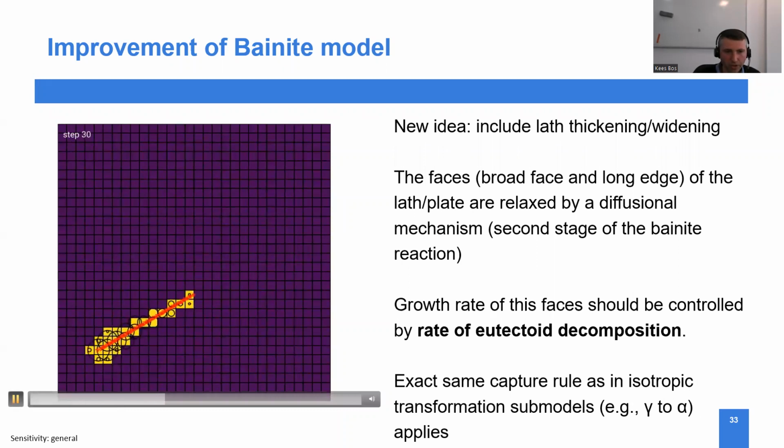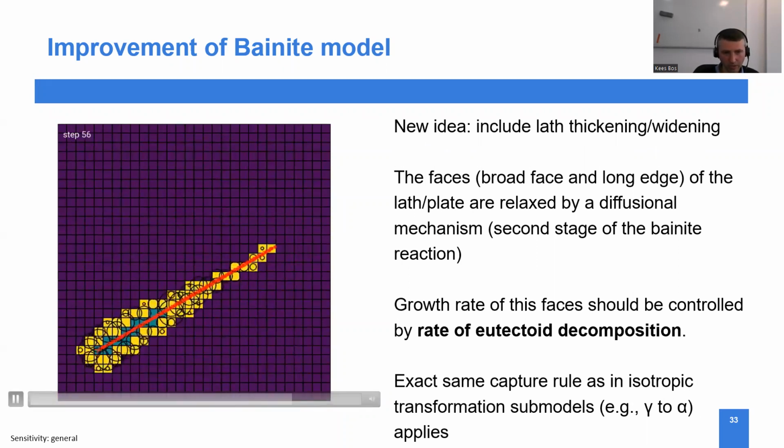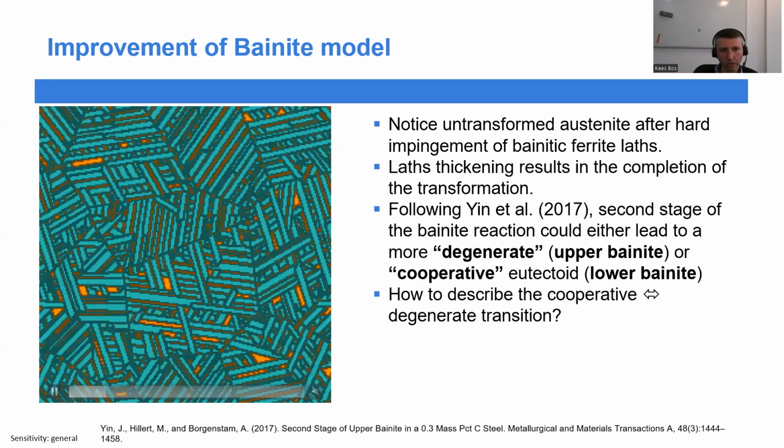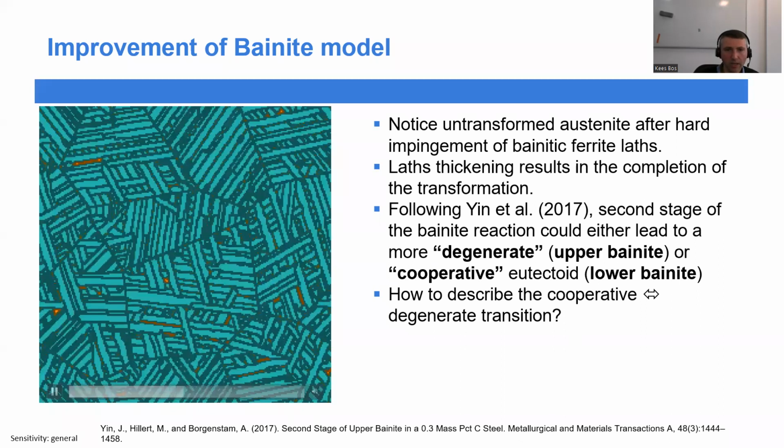And so you see here, now that we have initial fast growth, which is continuing, and then slowly you see the broadening of the plates, which I think is indeed a more realistic description of the growth of bainite. So then if we look overall, what does that mean? Initially you will see that there is some untransformed austenite after the hard impingement of the bainitic ferrite laths being formed. And then the lath thickening results in the completion of the transformation.